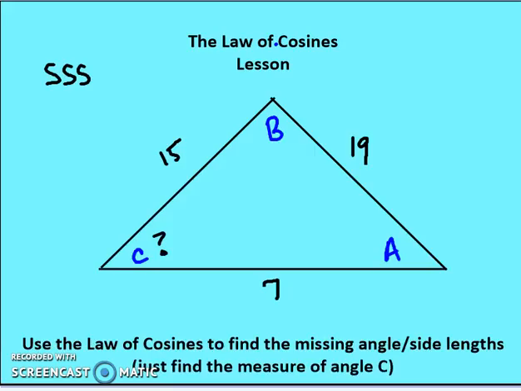All right, so now we're going to go back through the sets of triangles, side, side, side. Now you're going to use the law of cosines to find the missing angle or side lengths, but in this case, let's just find the measure of angle C. So I'm going to pause here while you figure that out.